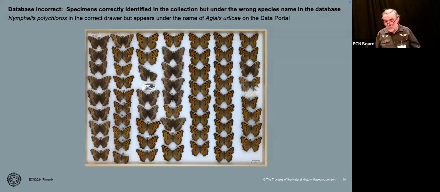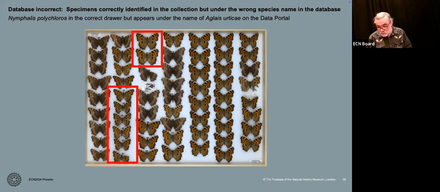So now we move on to where the database is incorrect. So this is Nymphalis polychlorus. Everything in there is correctly identified, but unfortunately, one of the digitizers at the time had attached the wrong species name to the database record. So these are all down as Aglaeus urticae.